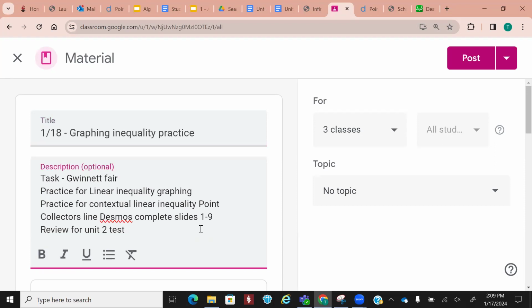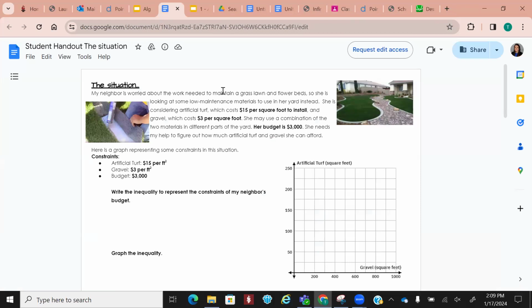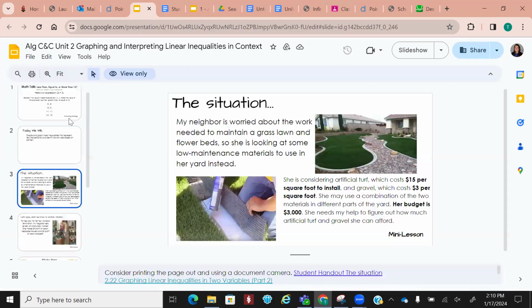Now, the last thing is you're going to practice the contextual linear inequality. So what you're going to do with that is that's the word problem document. This is really good work for trying to prepare for your test. So basically, you've got these constraints. You're going to write the inequality, and then you're going to graph the inequality. This is going to be a little bit of a challenge. I'm just going to go ahead and say that. So let's kind of talk through this one.